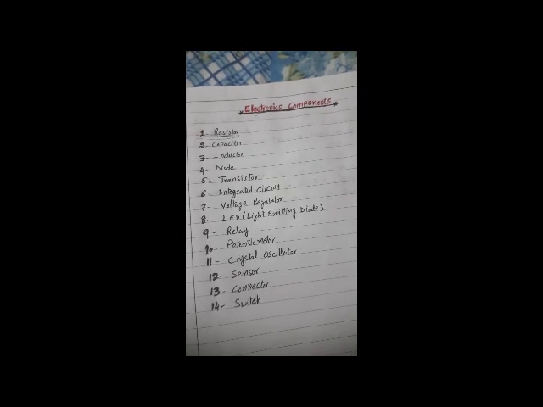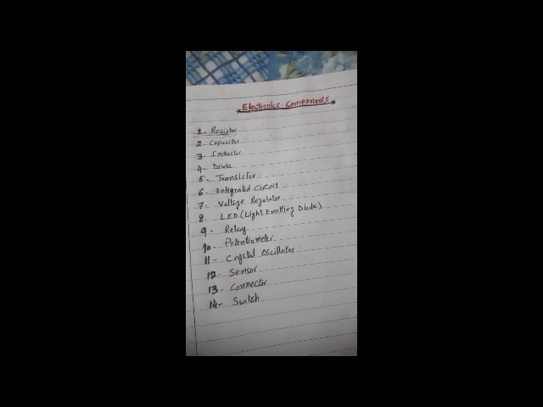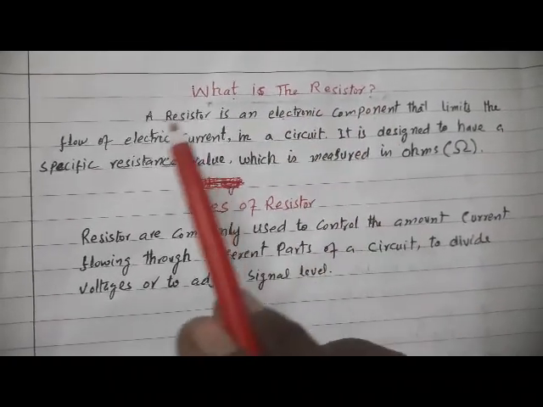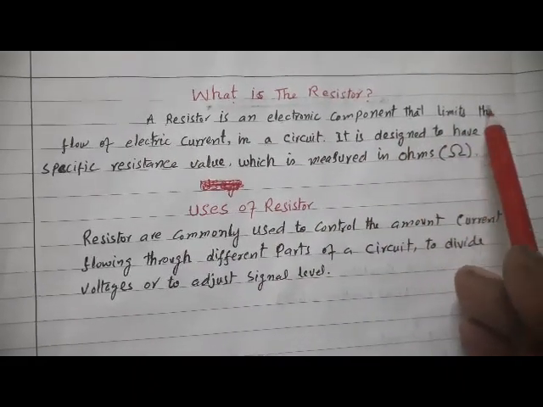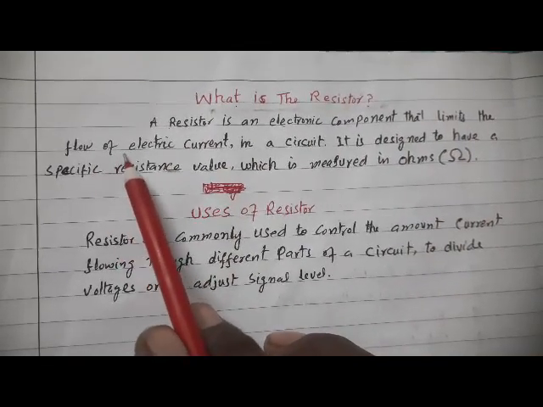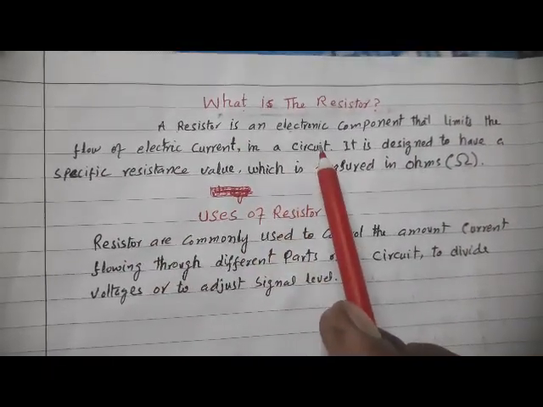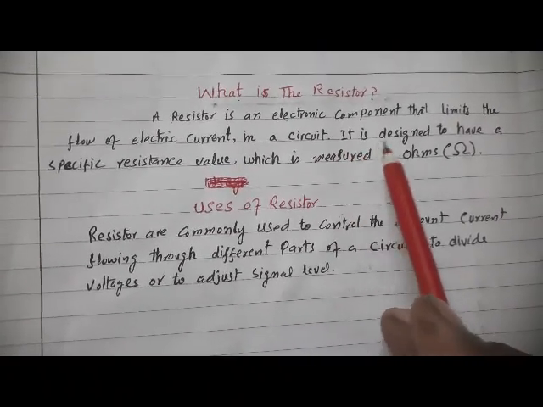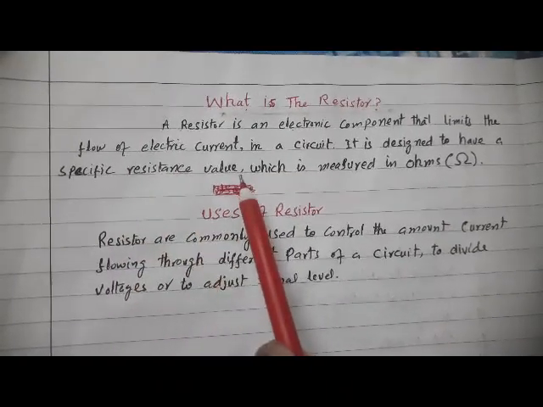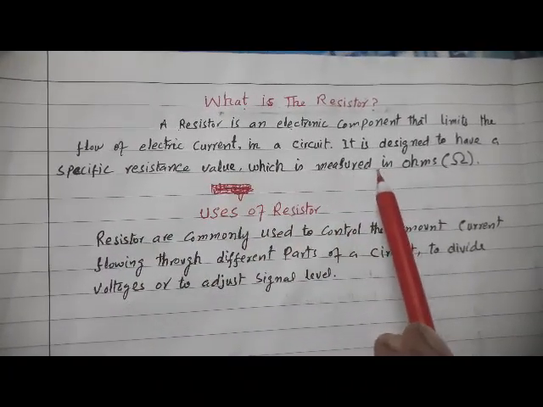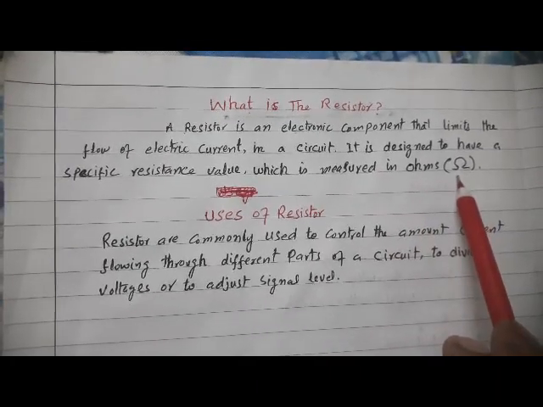I will discuss the resistor: what is the resistor, what are the uses of the resistors, and how many ways we use them in the circuit. What is the resistor? A resistor is an electronic component that limits the flow of electric current in a circuit. It is designed to have a specific resistance value which is measured in ohms. This is the symbol of the ohm.